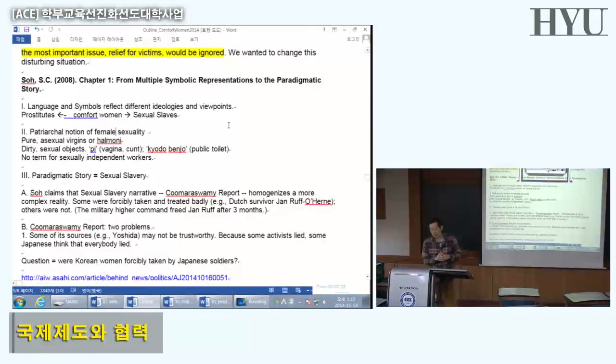And so it's kind of like black and white, pure, impure. There's no term for somebody who is sexually independent. That I am sexually active, I'm independent, and it's my free choice. So we don't have terms for that, at least in the Korean and Japanese context.